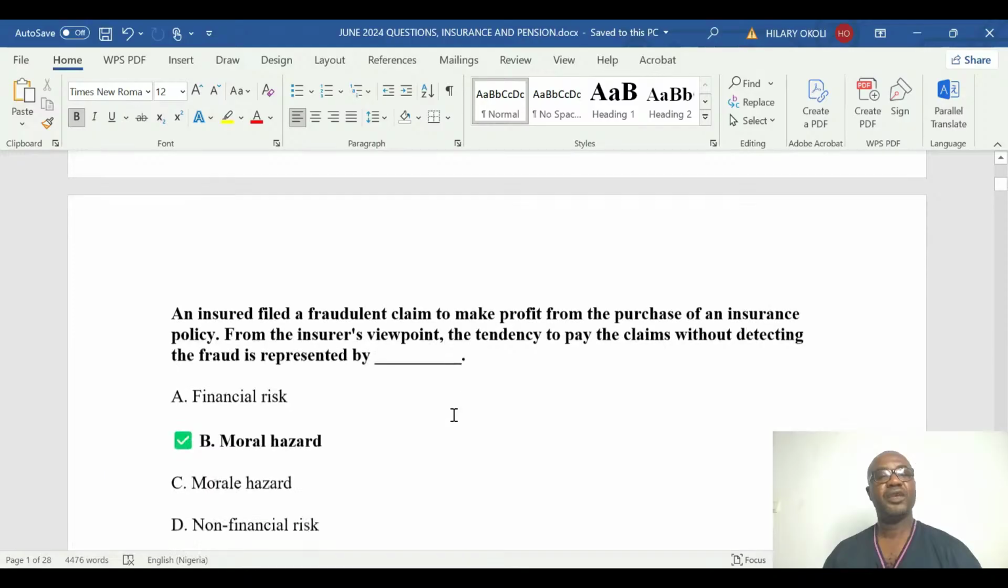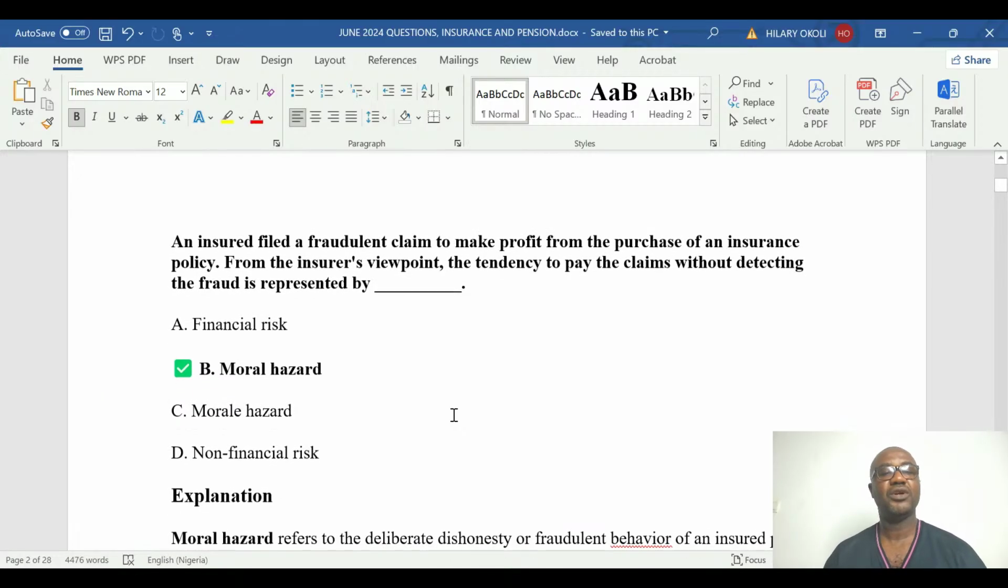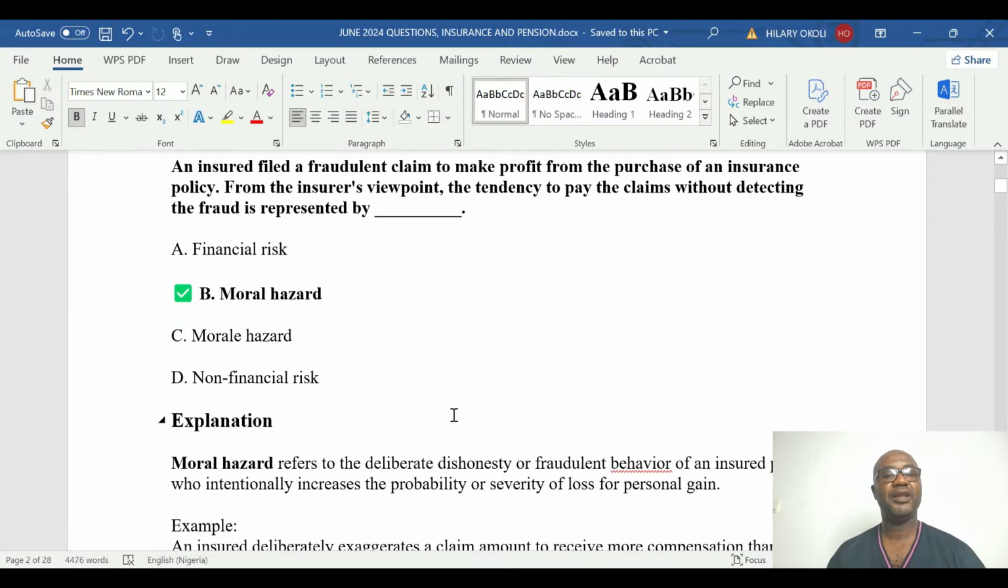The fourth question asks that an insured filed a fraudulent claim to make profit from the purchase of an insurance policy. From the insurer's viewpoint, the tendency to pay the claim without detecting the fraud is represented by what? We have mentioned this before in yesterday's discussion: moral hazard. We explained yesterday that it refers to the deliberate, dishonest or fraudulent behavior of an insured person who intentionally increases the probability or severity of loss for personal gain.